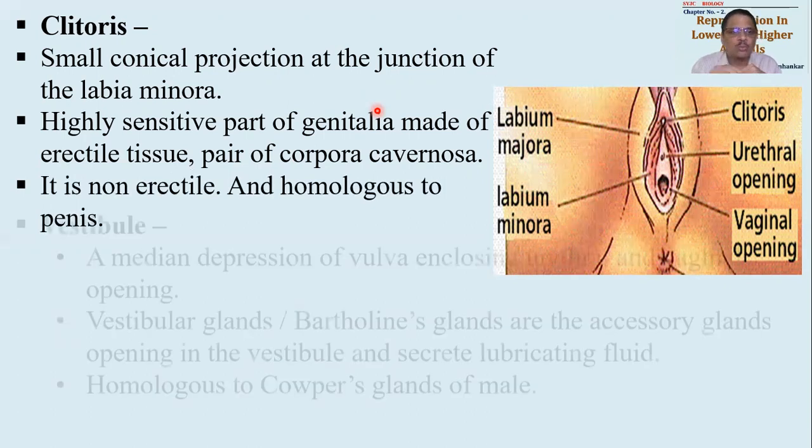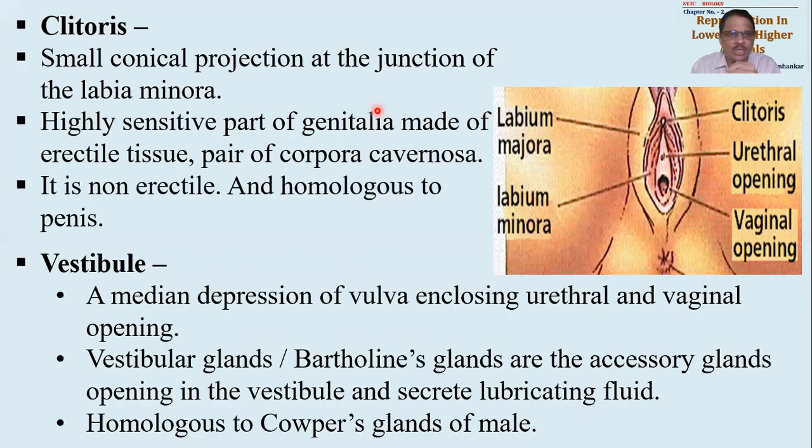Getting it? So people say that it is essential for sexual satisfaction, but scientifically speaking, it has got no role to play. Okay, so remember this very well. But it is a highly sensitive tissue. Around 8,000 nerve endings are present, is said over there.